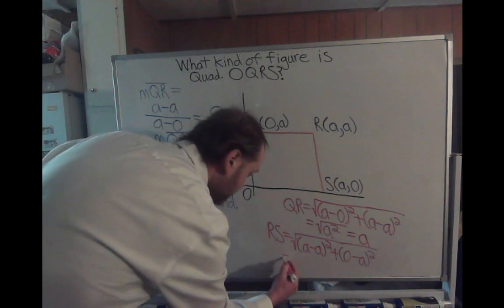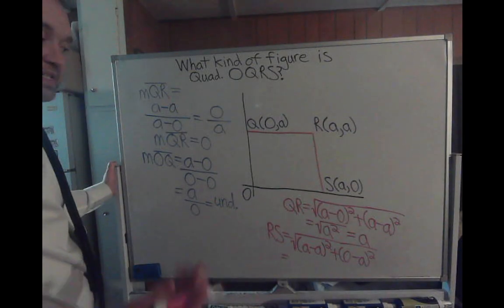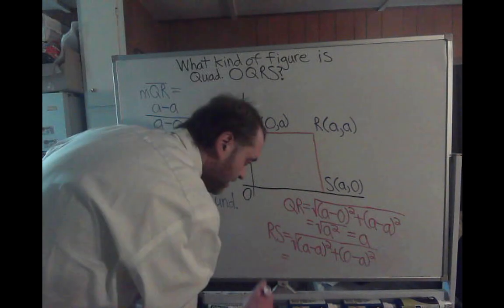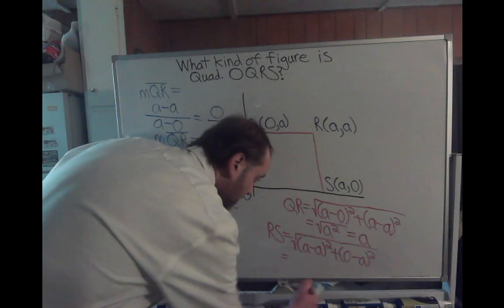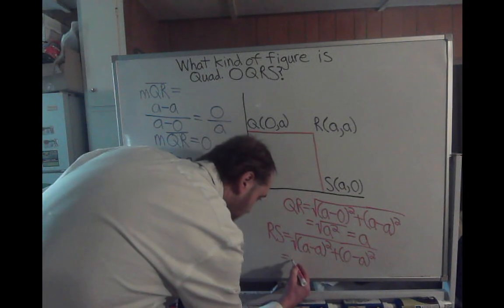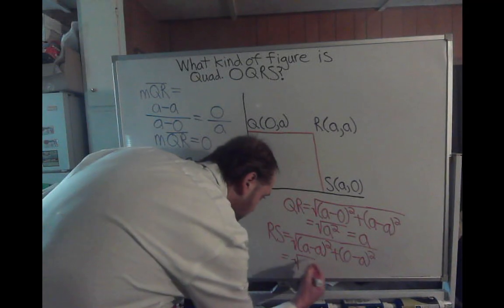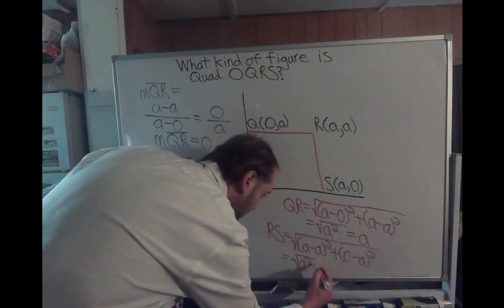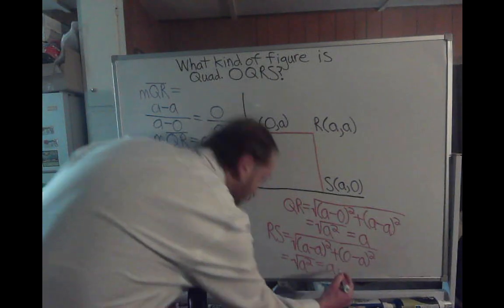Which, of course, would give you, what's A minus A? It's 0. 0 squared is 0. We don't even have to worry about that. What is negative A to the second power? Well, that's just A squared. So you get the square root of A squared, which equals A.